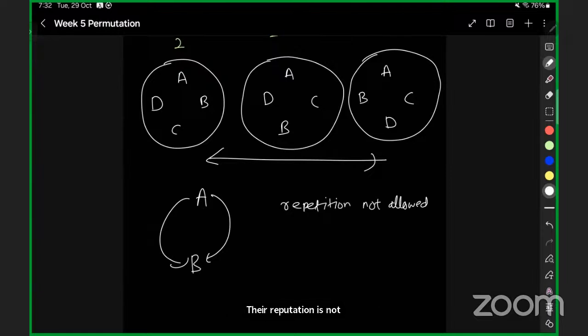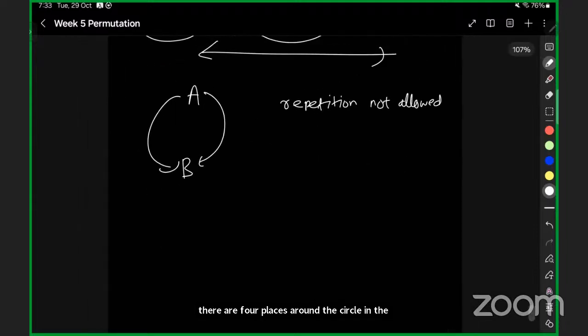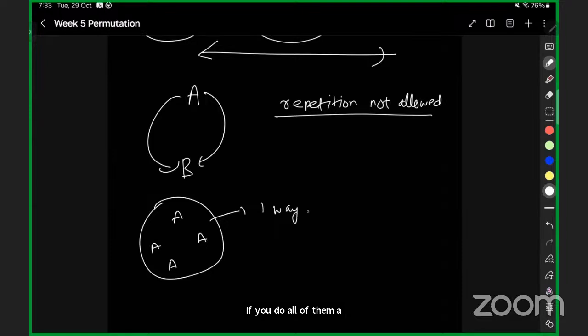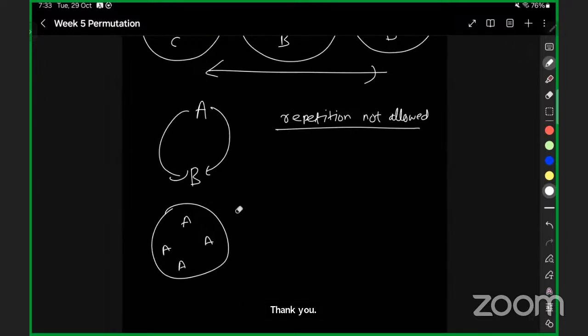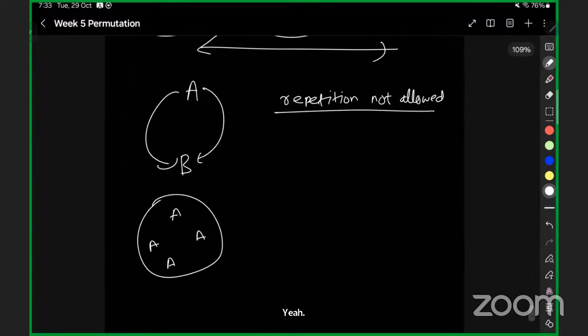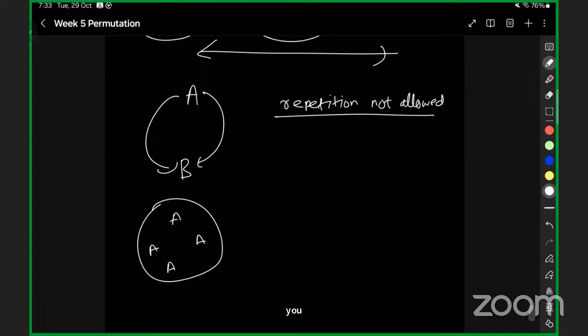If there are four places around the circle, in those four places can we place the same element? Yes, you can do that, but that is a different thing. Here repetition is not allowed. If you do all of them A, that is one way only. Is it not considerable for finding the number of ways those elements can be permuted if repetition is allowed? It could be there, but it's not there for us, not in this course. So for us, repetition not allowed cases are there.